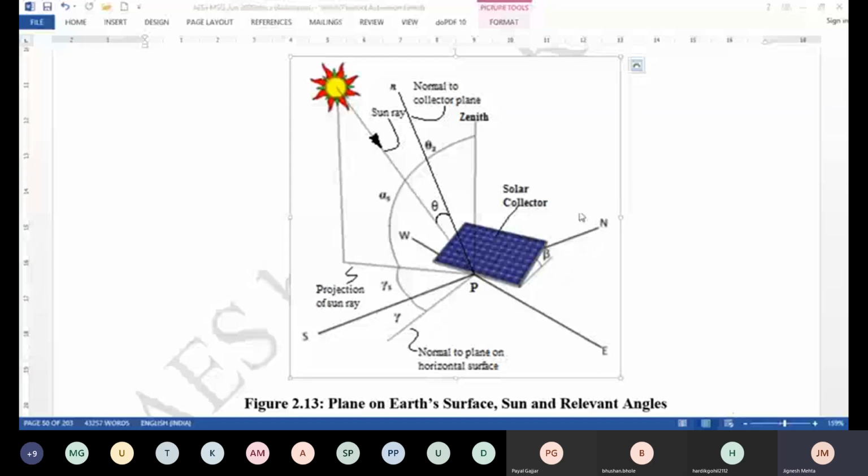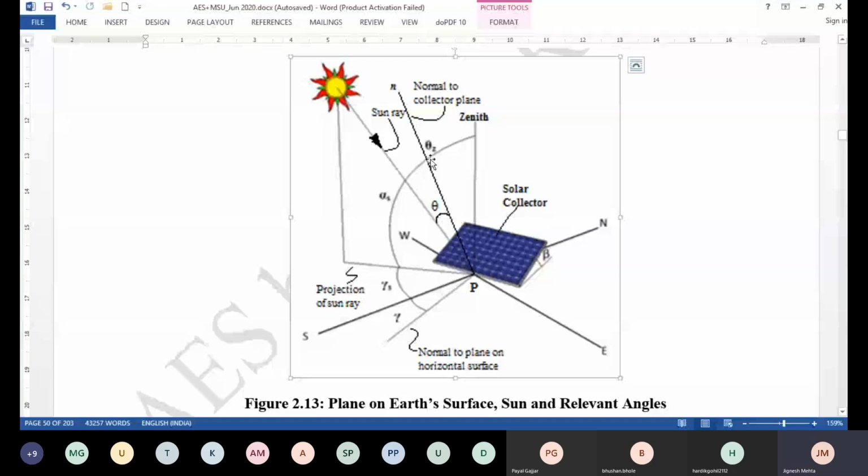Okay, so that is one angle. Now to find this angle, the formula for finding this angle, or cos theta of this angle, would need knowledge of many other angles. So let us talk about those angles shown in this figure one by one.